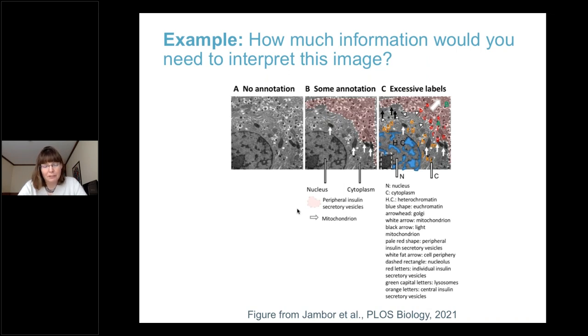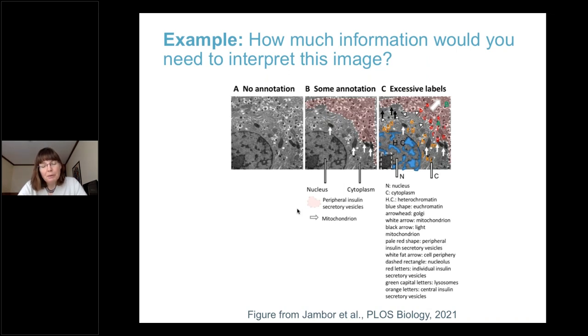I can see that this is an electron microscopy image, but I'm not getting a lot of information about what's going on here. In the next version of the figure, we have provided a little bit of annotation to help orient the reader to key structures. So for example, the regions that represent the nucleus and the cytoplasm are labeled. There's some shading used to highlight the regions where the peripheral insulin secretory vesicles appear. And then there are also some arrows pointing out mitochondrion and where those structures are located within the cytoplasm.